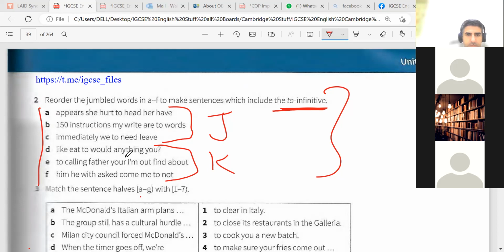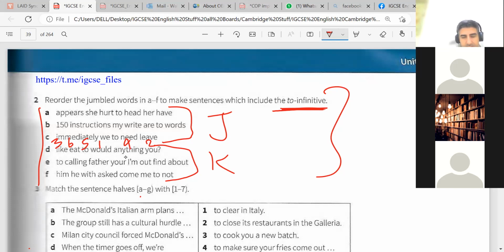Would you like anything to eat? That's it. So here, why did you write the infinitive to eat? Because it's after the pronoun anything. Would you like anything to eat?